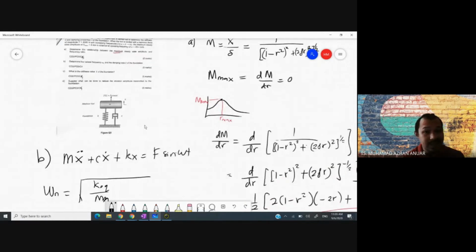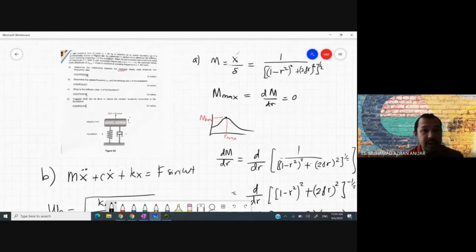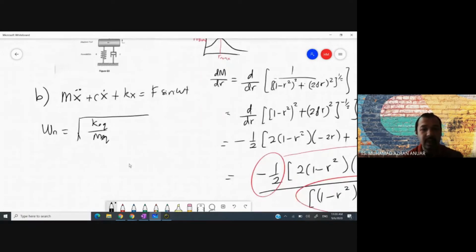But in this case, we don't know the k value. It is not given. We don't know the c value either. It is not given, and we just have the mass m, which is 80 kilograms. So we should use a different equation in order to solve this.